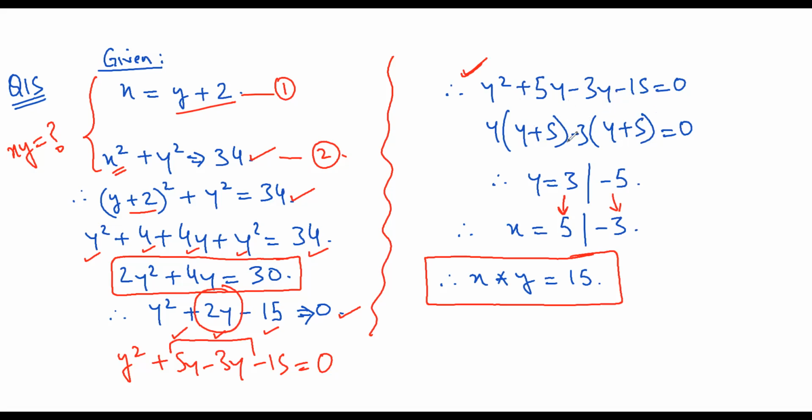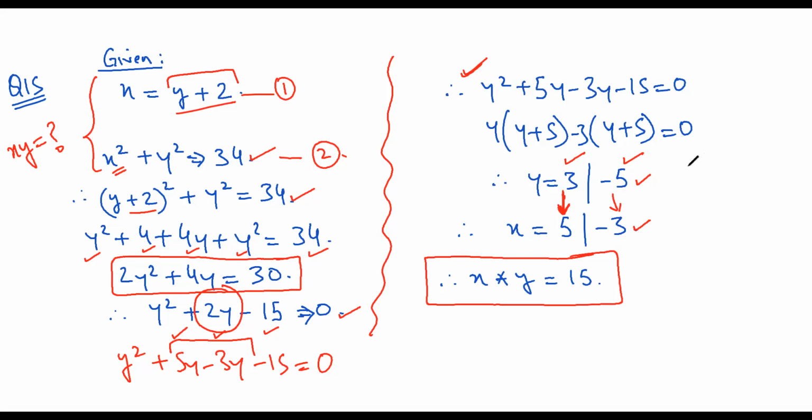After that, I take y common from the first two terms and minus 3 common from the last two. So I get two roots, two values of y. So y would be equal to 3 or y would be equal to minus 5. These are the two values I have got. Now, for y is equal to 3, the x that I will get is 5. How? Because x is 2 more than y. So for y is equal to 3, I get x is equal to 5, and for y is equal to minus 5, I get x is equal to minus 3. So is there any doubt?